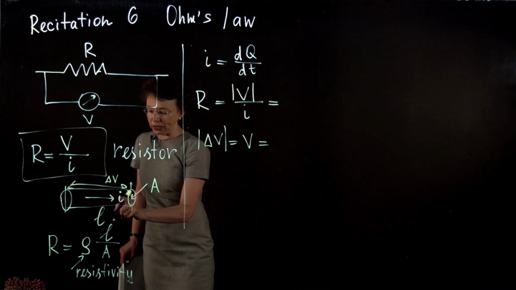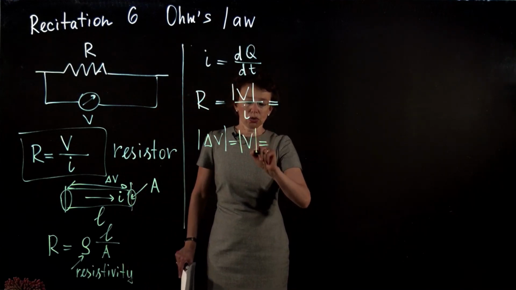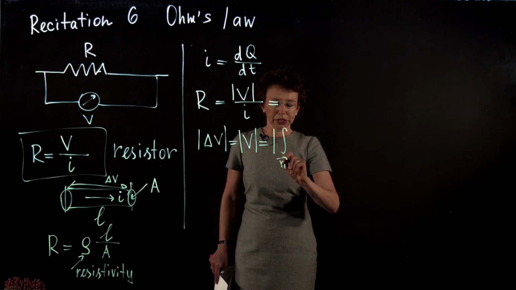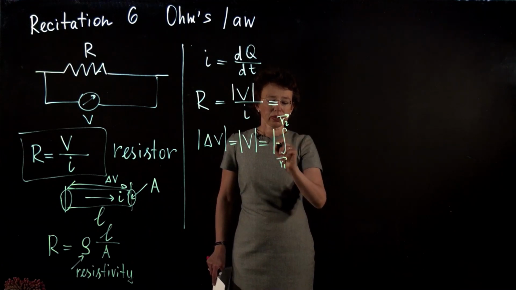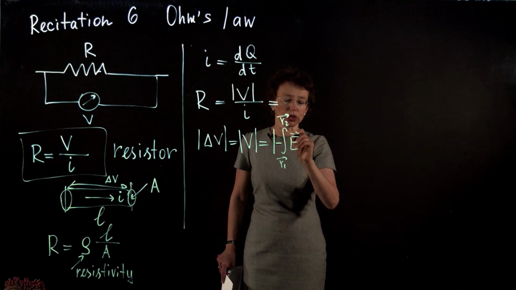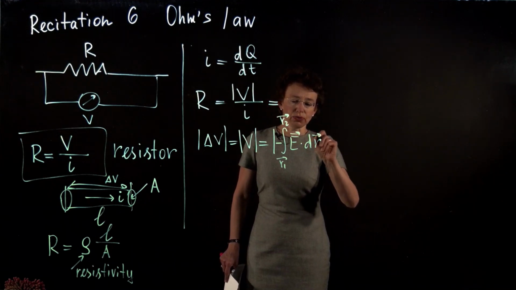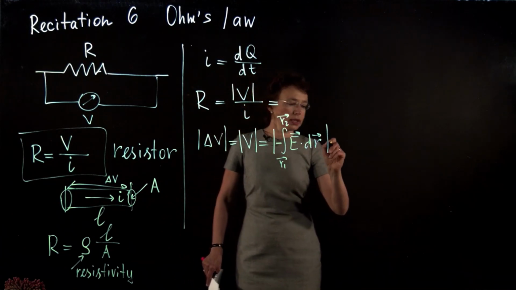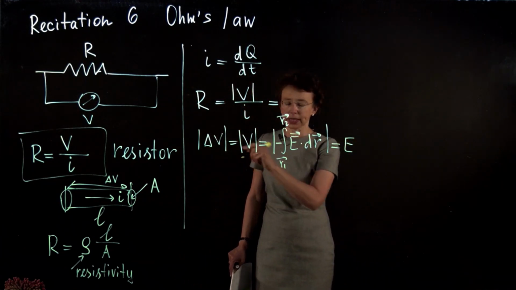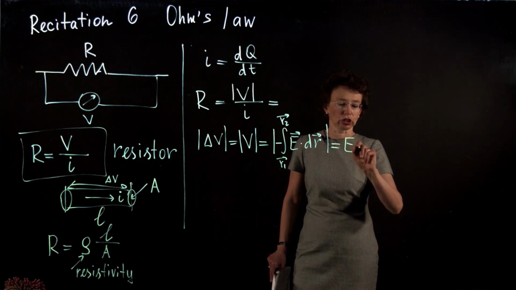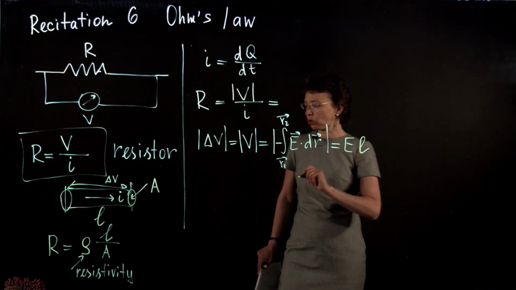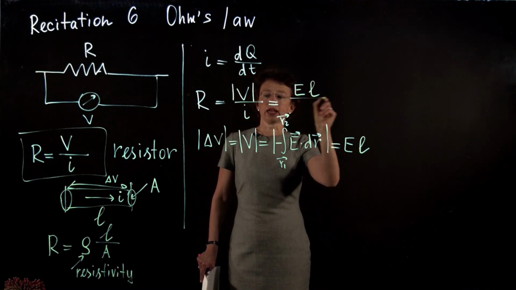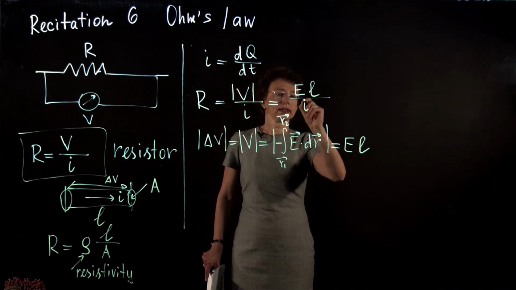If the electric field is constant, we know that this is the integral, I take the absolute value, from R1 to R2. There is a minus, but I take the absolute value, E dot dr. So if the electric field is constant, then I take it out of this integral, and this delta V is just the electric field times the length of the wire. So I bring it here. V is EL divided by I.